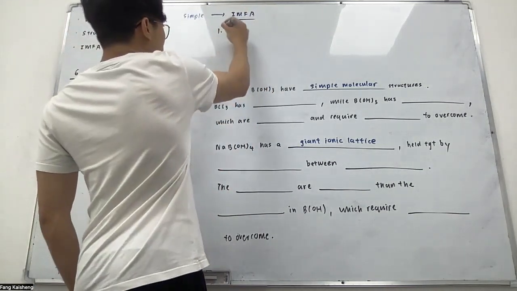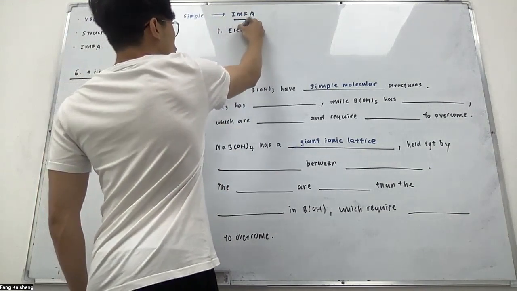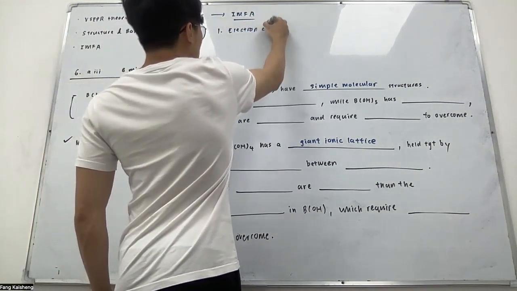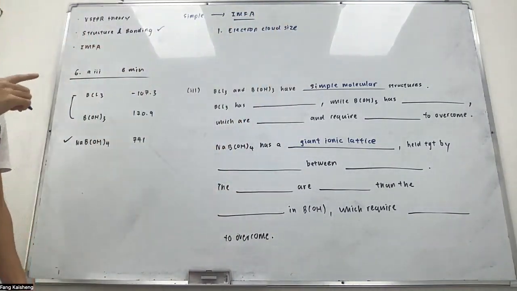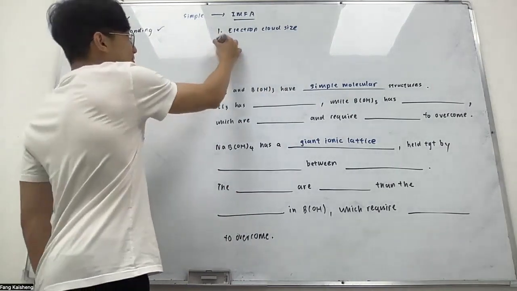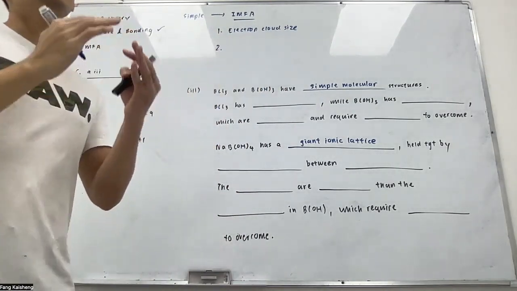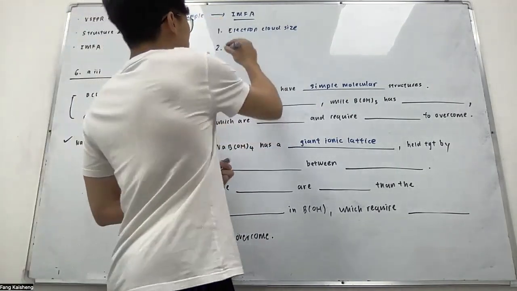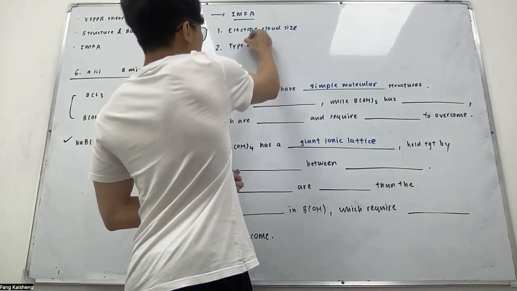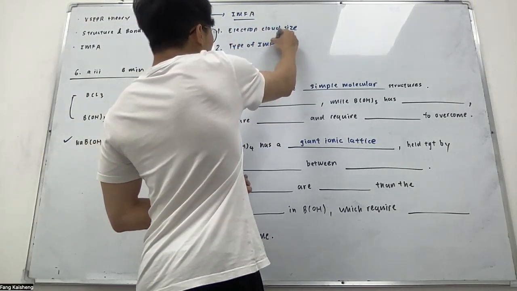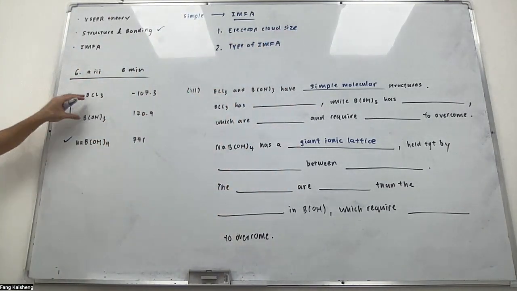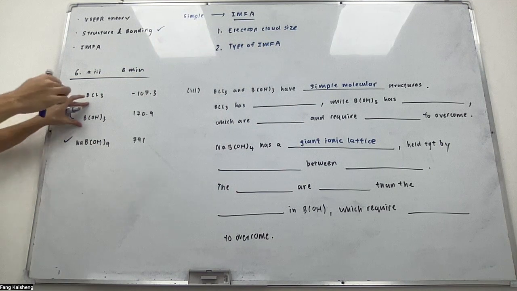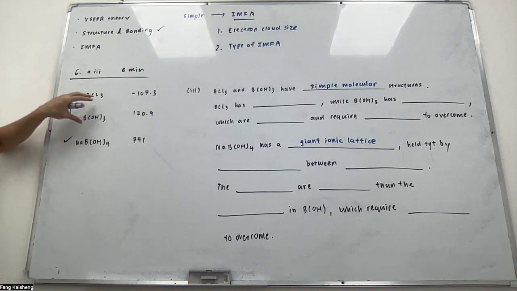But what's the first thing that we need to discuss? As mentioned, we always need to compare electron cloud size first. And then what next? If the cloud size cannot be compared, then we can look at the type of intermolecular forces. So follow this order and let's see which one we need to use in this question. Look at BCl3 and B(OH)3. I need you to always look at the size first. What's the size in this case?